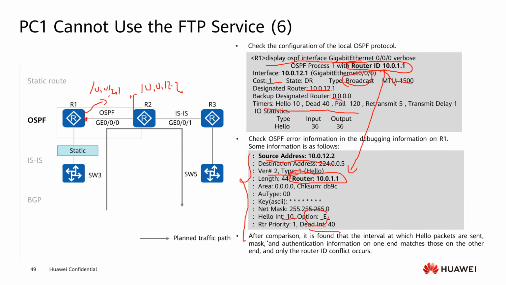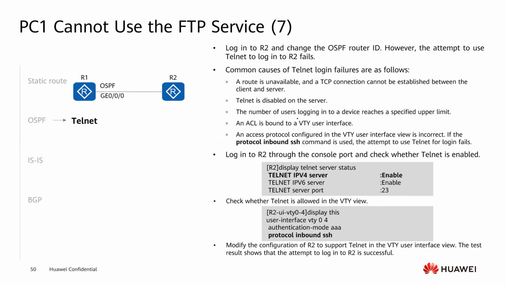So after comparison, it is found that the interval at which hello packets are sent, the mask, and the authentication information on the two ends match. On the other hand, only the router ID conflict occurs. So we must log in to R2 and change the router ID on R2.